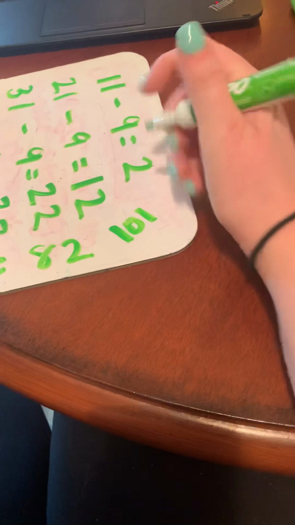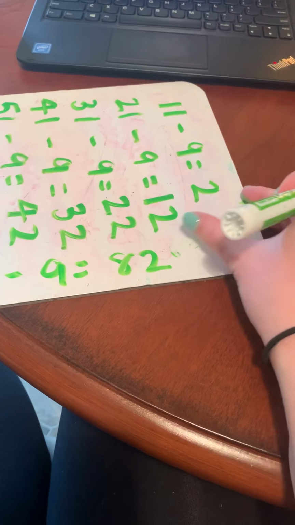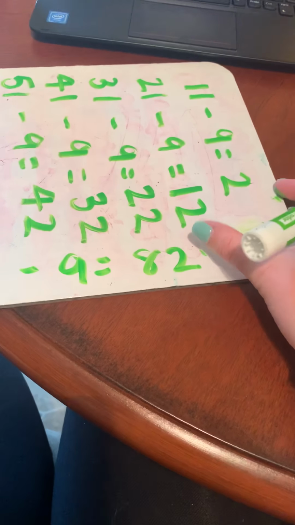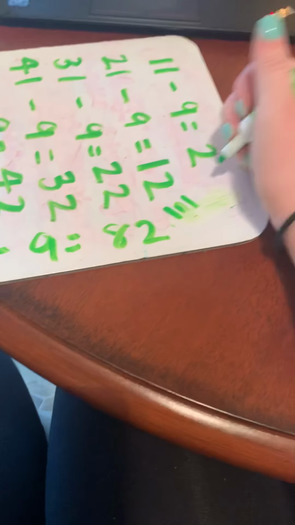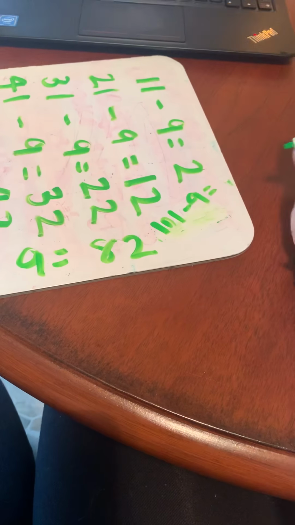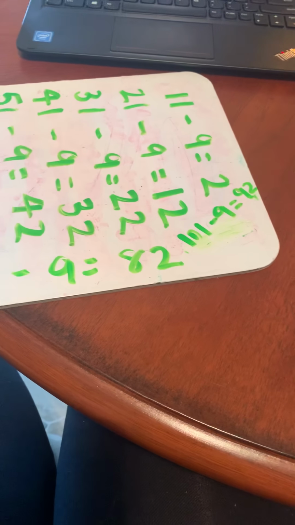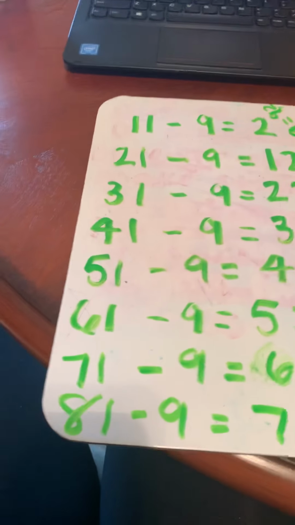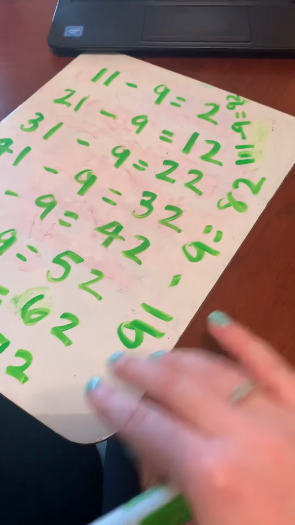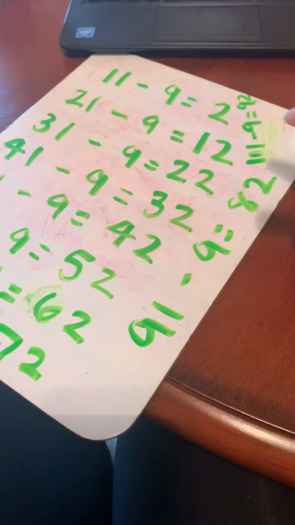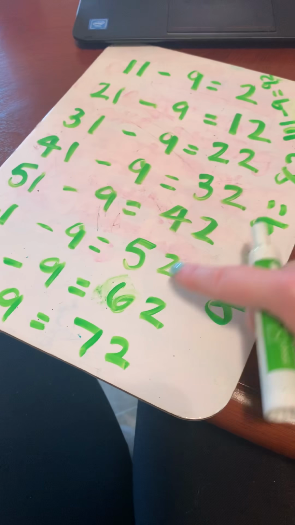101. Well, I'm going to make that a little bit smaller. Sorry, y'all, I'm having to improvise. 101 minus 9 equals 92. So if we look at our totals for each of the subtraction problems, we see that pattern going up by 10, but we also see that our answers are going up by 10 as well.